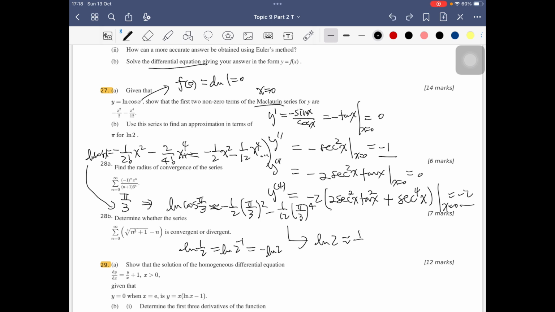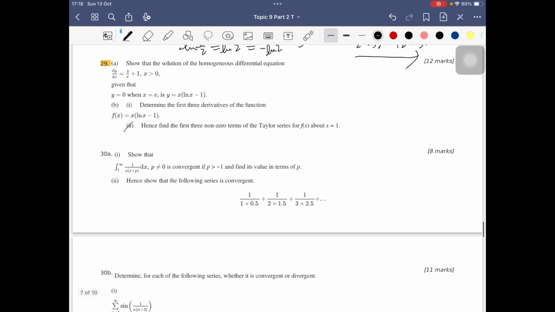Just let me leave it because it's a little bit, yeah. 1 over 2 pi over 3 squared minus 1 over 12 pi over 3 to the fourth. When you answer the question, you can expand it, but for me, no. But you don't need to make the common denominator for this because pi squared and pi to the power of 4 are different, so we don't need to simplify it in that way.